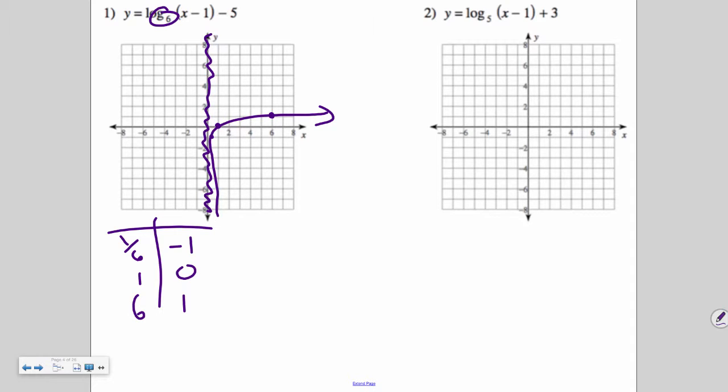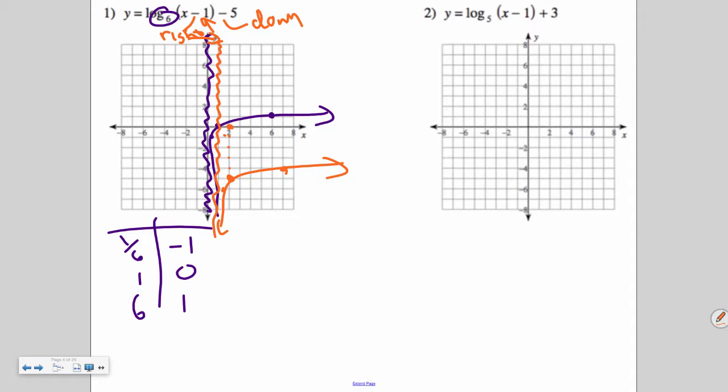Okay, and now I move right and down. When I move right 1, my asymptote moves. It's controlled by the number inside the parentheses now. And then down 5, 1, 2, 3, 4, 5. So my new points are going to look right 1, down 5. Oh, right here. It's going to look like this.